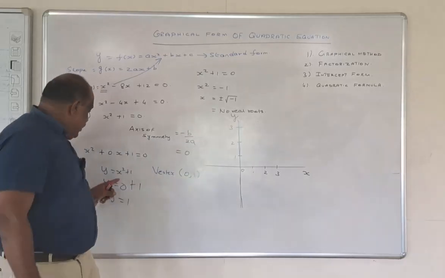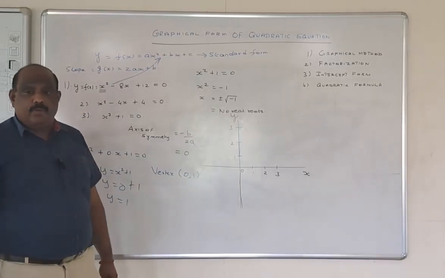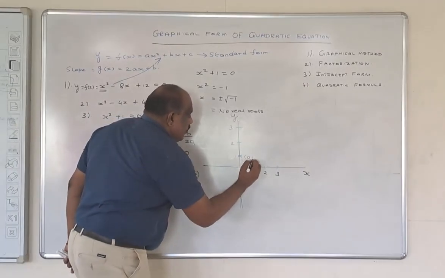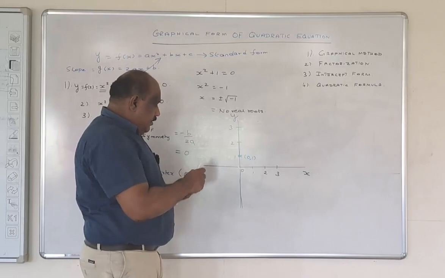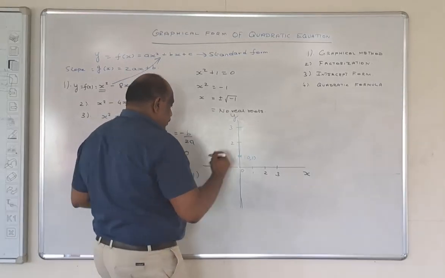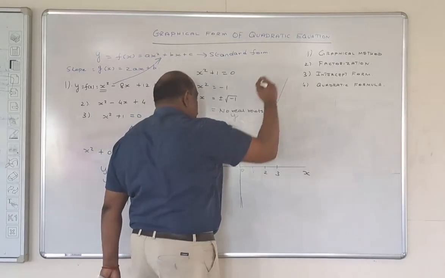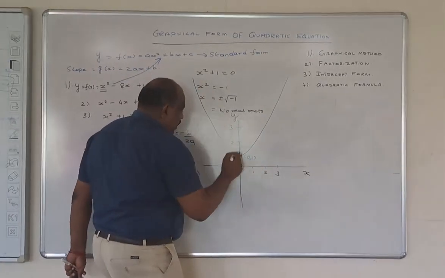But how? When x equals 0 in this equation, my y will be equal to 1. So this is the point. What is this point called? (0, 1). So the vertex is here, which means my graph, this is a common point to both sides of the curve. So the graph will go like this. This side also the graph will come like this.